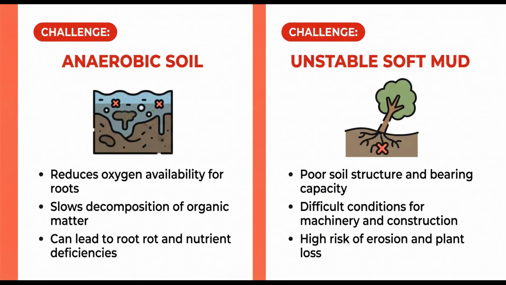Now let's look at 2 more challenges. The soil itself. The first is, the soil is anaerobic. Anaerobic means there is almost no oxygen. Because the soil is constantly waterlogged by tidal flooding, it becomes compacted and there are no air gaps. Roots need oxygen to respire, to produce energy. In most soils, roots absorb oxygen from tiny air pockets between soil particles. In anaerobic mud, those air pockets don't exist.